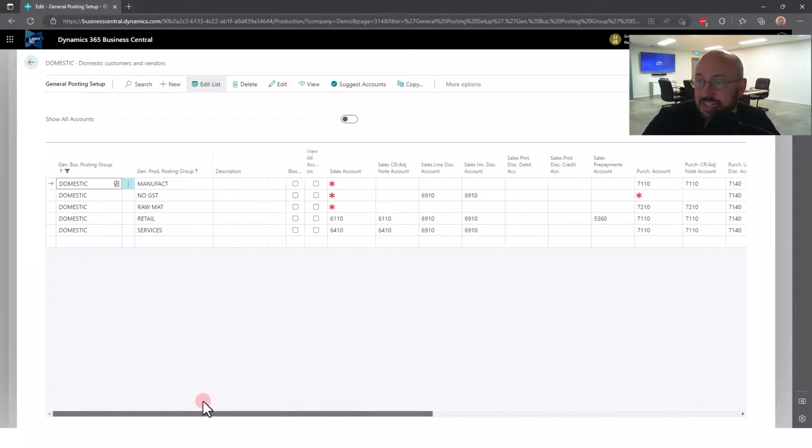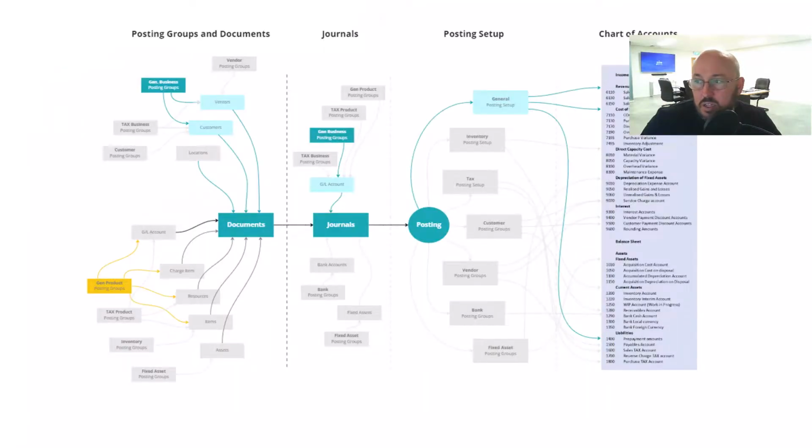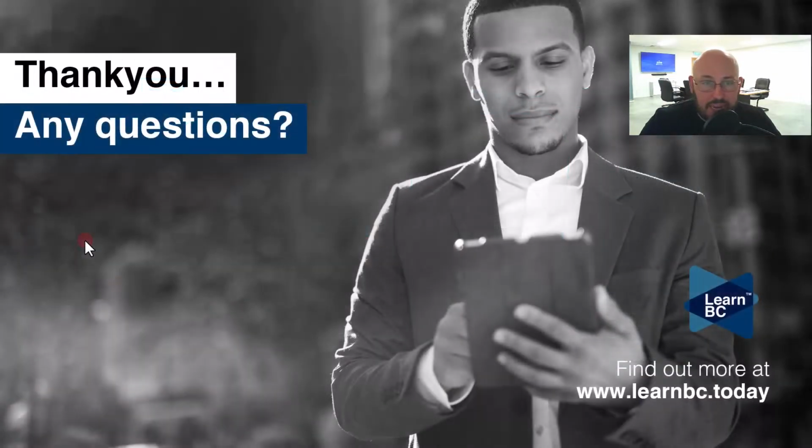So this is the magic of Business Central, is how this can be used to benefit the result of what you're wanting to achieve. So that basically sums up the general business posting group.